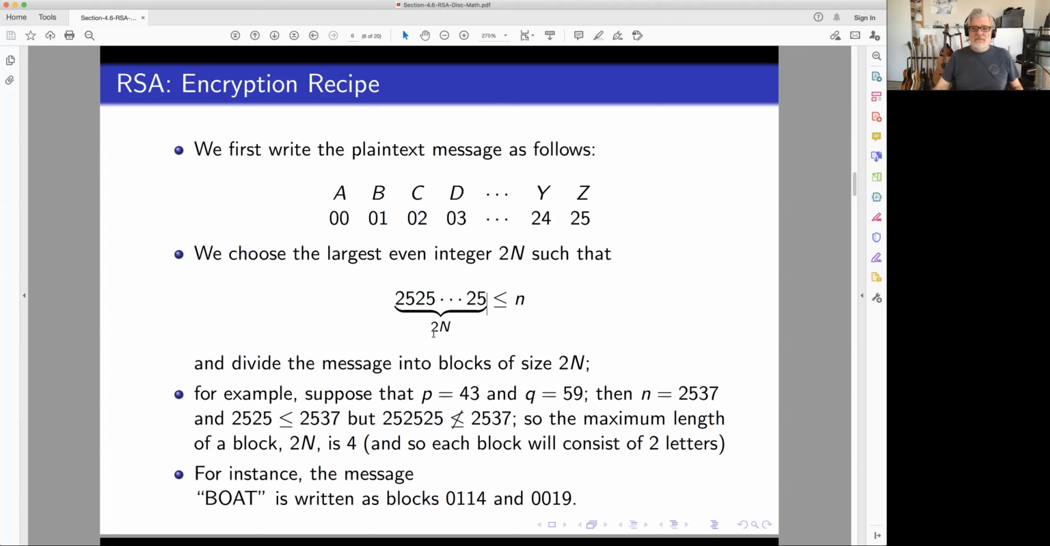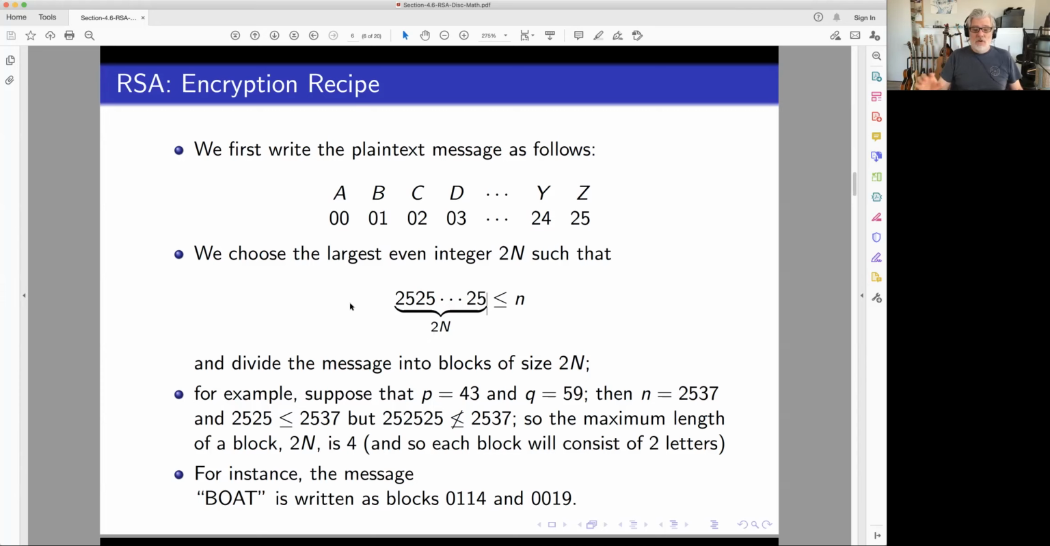So again, if I have to send a message, I write it down as a number, and I want the blocks to be no more than little n. I really want my blocks to be numbers which are less than P times Q. And this is crucial when we're going to encode and decode.